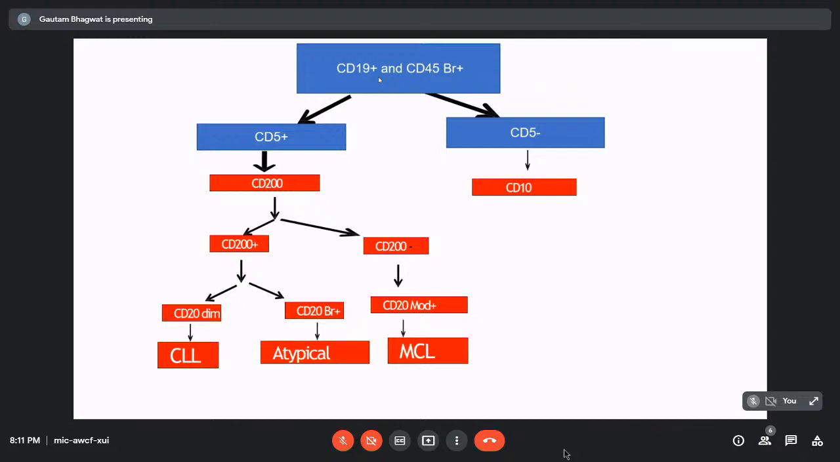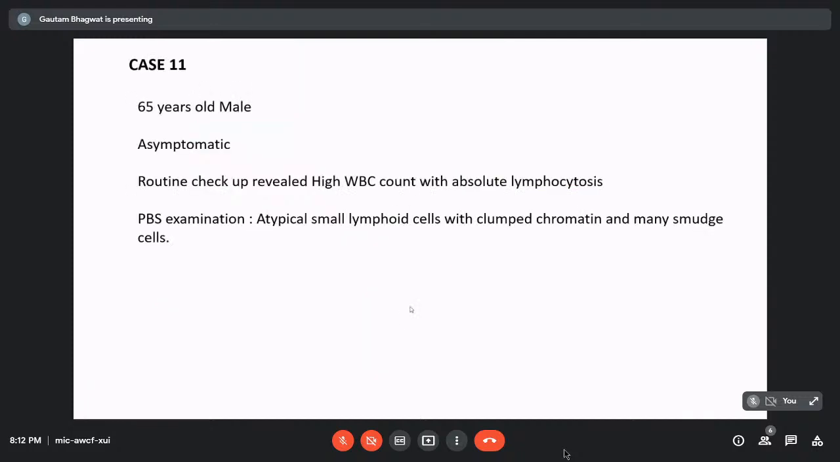The first marker that we put is CD5. If CD5 is positive, we go down this tree. If CD5 is negative, we would do further, which I will come to in my next few slides. CD5 positive, look for CD200. If CD200 is positive, most likely the diagnosis is CLL. You would find atypical lymphoid cells in your morphology with smudge cells. CD20, if it is dim, it is classical CLL. If CD20 is bright, it is atypical CLL. If CD200 is negative and CD20 is moderate, most likely it is a mantle cell lymphoma.